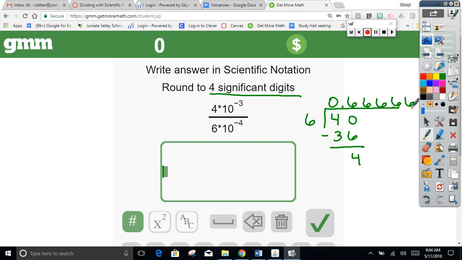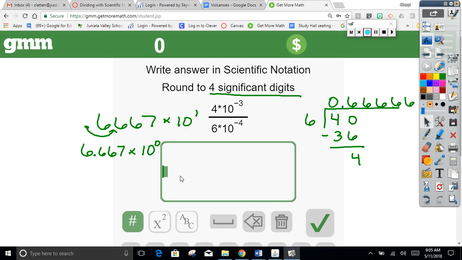So the answer that I get will be 1, 2, 3, I have 4 digits there, times 10. I have to do -3 minus -4. What's that? -3 minus -4 is 1. Now I have to move this over 1. So I have 6.667. I made this number bigger, so I'm going to make this smaller, so I have times 10 to the 0 power. And I think that you can, I don't think so. I'll try it and see.